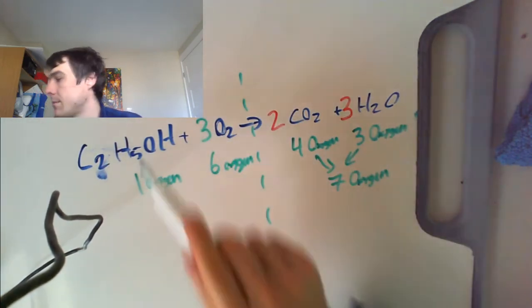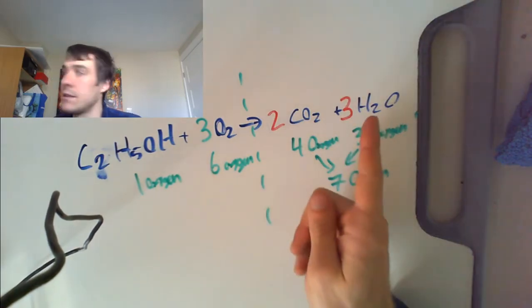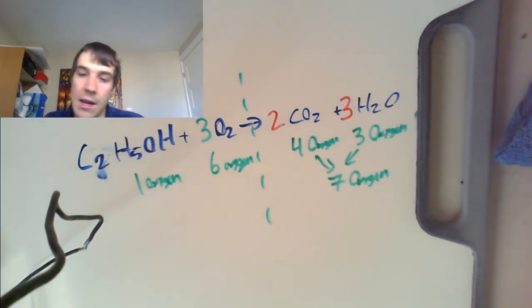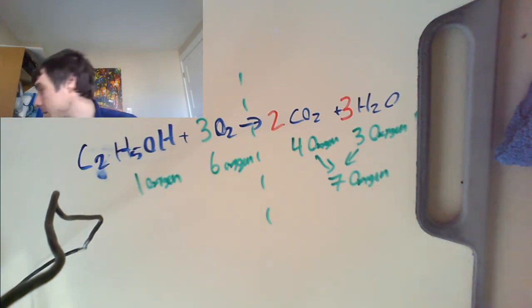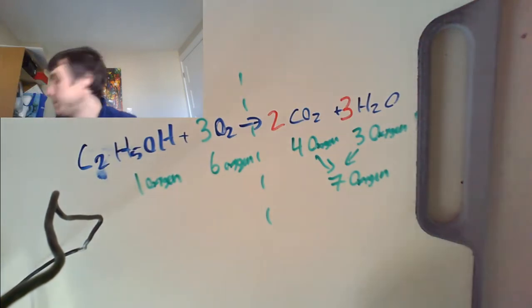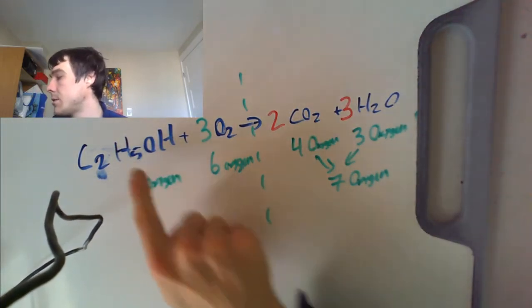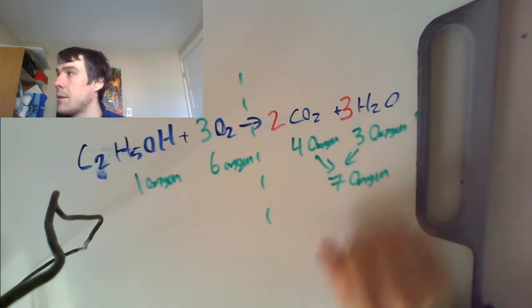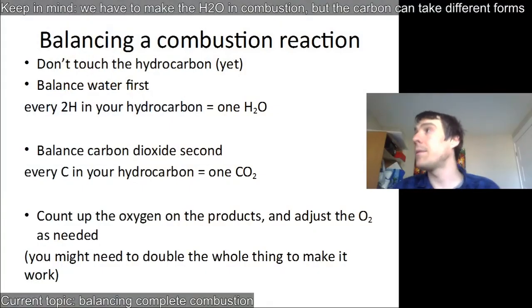That'll all balance out. We have 7 oxygens on this side and 7 oxygens on that side, and that's how we balance the combustion reaction that involves oxygen. Still the same tricks. Carbon makes your CO2, hydrogen makes your water. Count up your oxygens and balance them out. So that's balancing complete combustion reactions. That's our first part of the lesson.